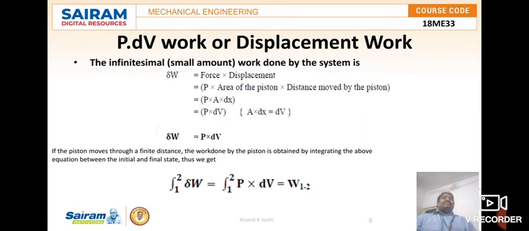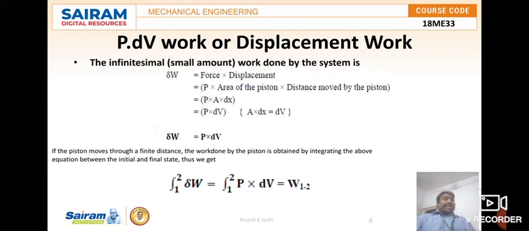Next, we'll discuss what is meant by PdV work or displacement work. First of all, for a better understanding of the purpose, I'll explain what is meant by an infinitesimally small amount of work done. Infinitesimally means it is very small, very close to zero. After zero, nothing. That value we call infinitesimally small. Okay.